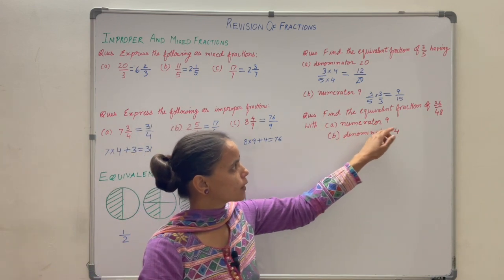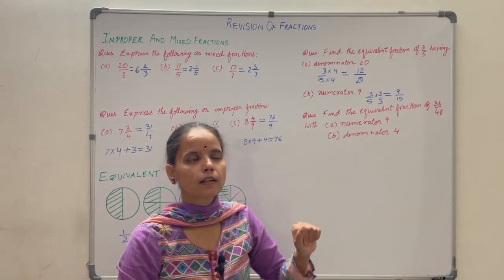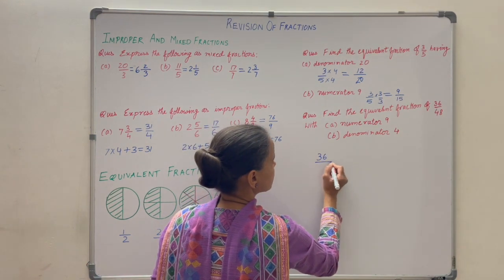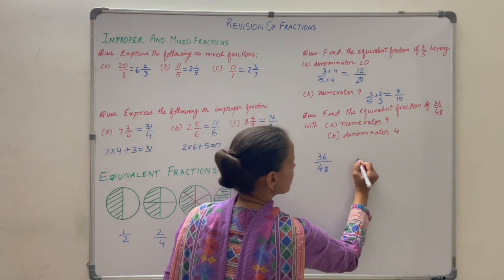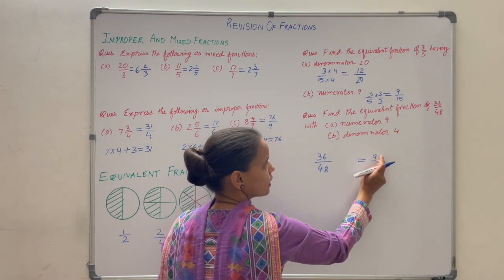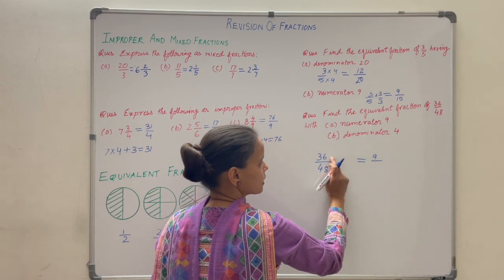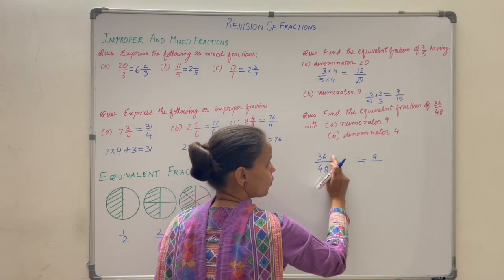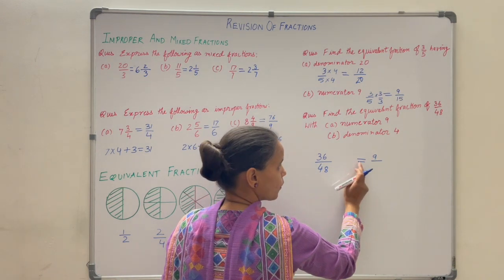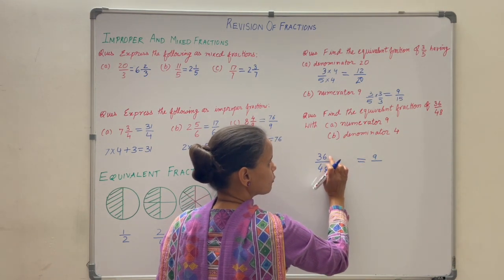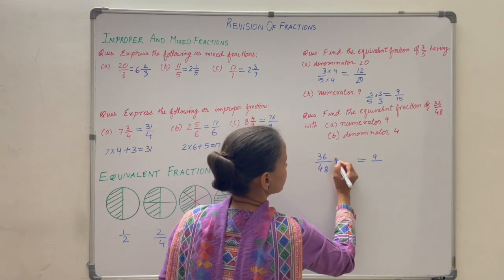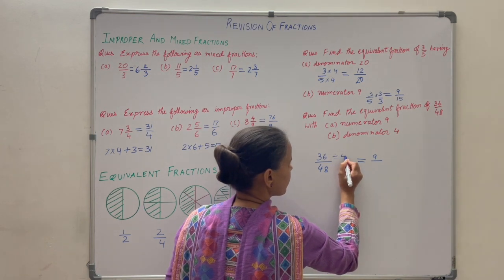Now, find the equivalent fraction of 36 by 48 when the numerator is 9. So here 36 by 48 is given to you and the numerator is 9. The denominator you have to find out. So here this numerator 9 is lesser than 36. That means you have to divide 36 by some number so that you get 9. And how are you going to find out? You can find out by dividing 36 by 9. So what do you get? 4.